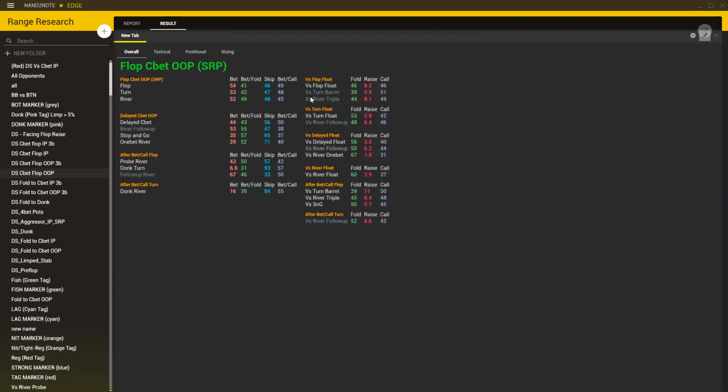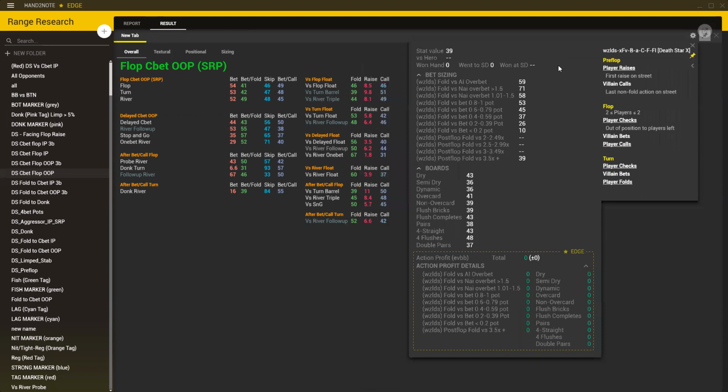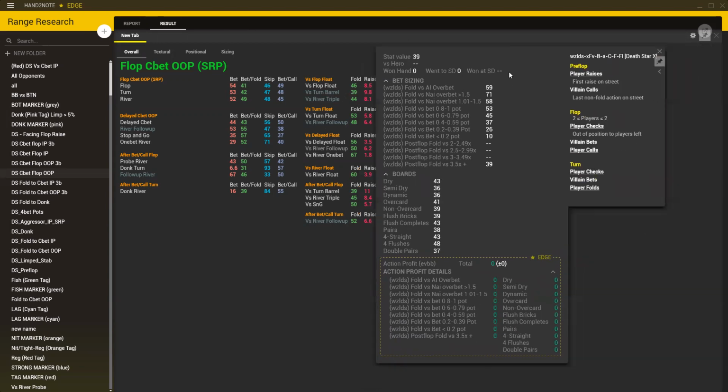Now, in terms of what to do if we get called, we can see the average data for how the population responds to a double barrel after they call a flop float bet. We have 39% fold equity, and then we have 44% fold equity on the river triple barrel. So let's break those down by some additional information. So 39%, well, let's look at that by sizing. So if we look at half pot, for example, 37%.